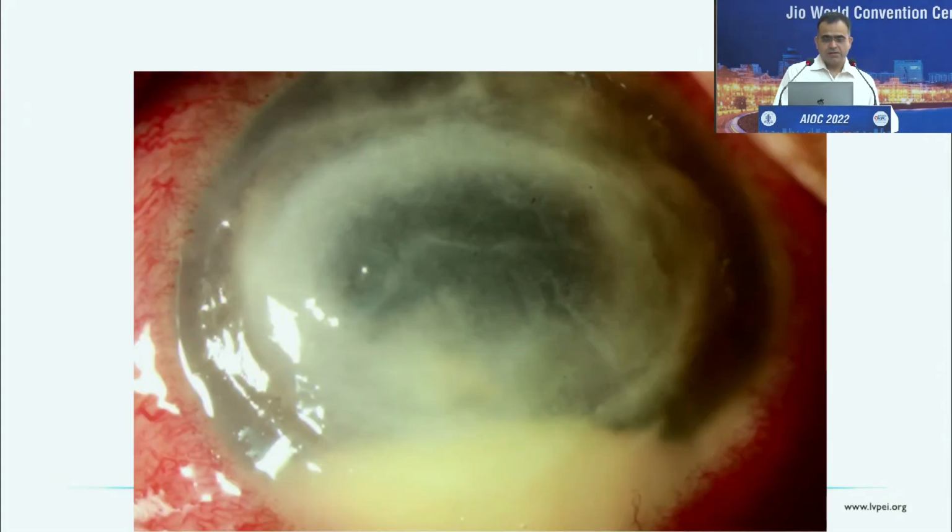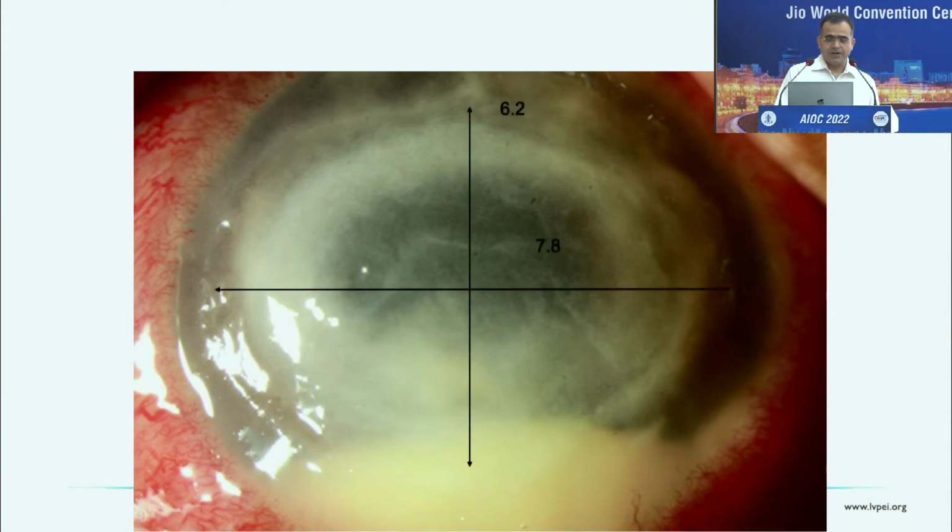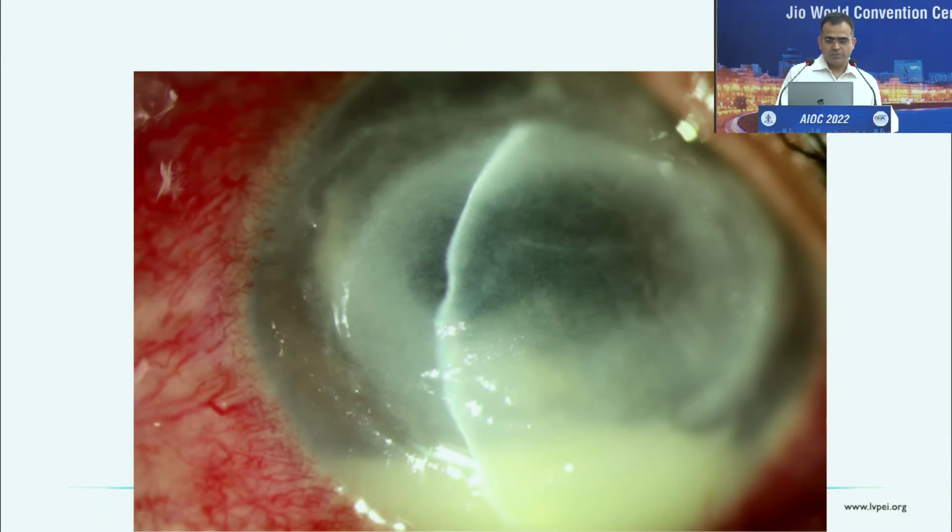Similar case. This case was a little advanced case, followed up 3.5 months, presented with large infiltrate of around 7.8 into 6.2 millimeter with around 2.4 millimeter hypopyon, with guttering along with little bit of involvement of the scleral nodules. So we did the scleral deroofing. We could not get any organism.